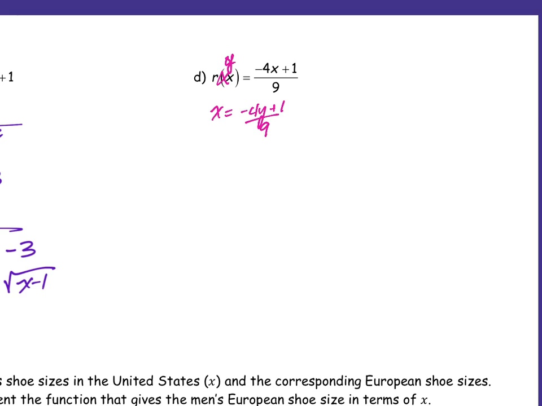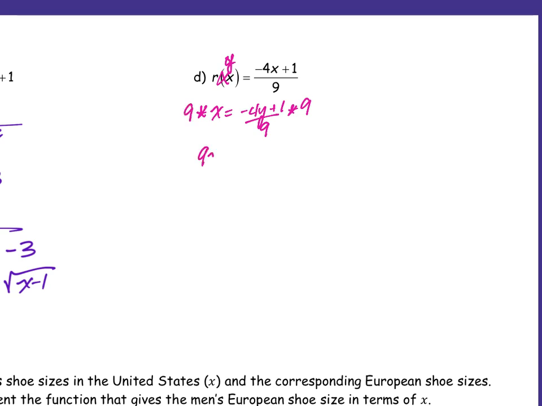Solve for y. What do I do? Multiply by 9. That's a 9 in case you can't read my writing.